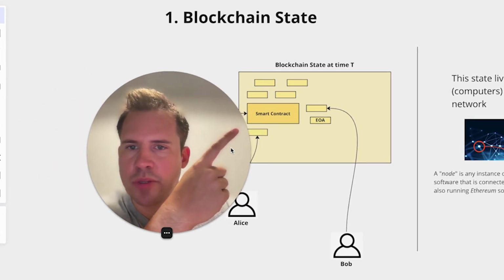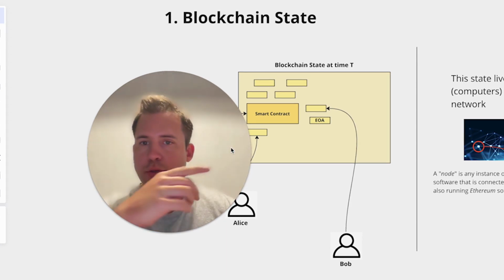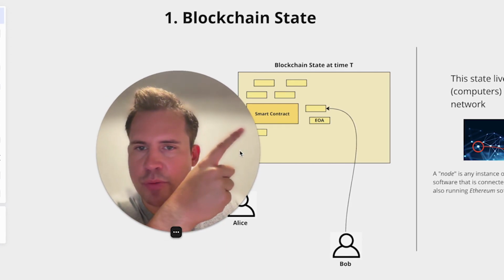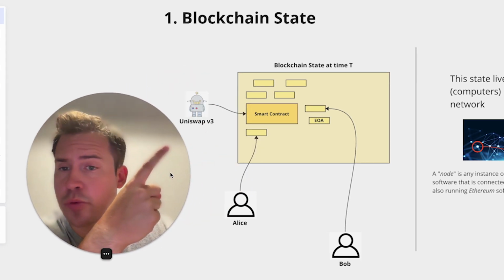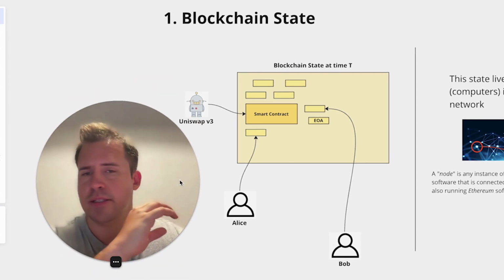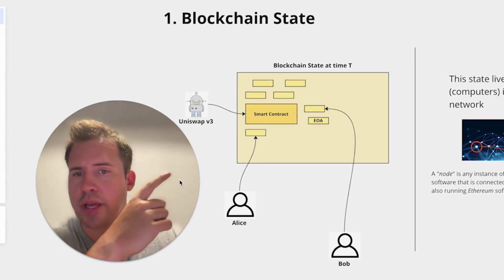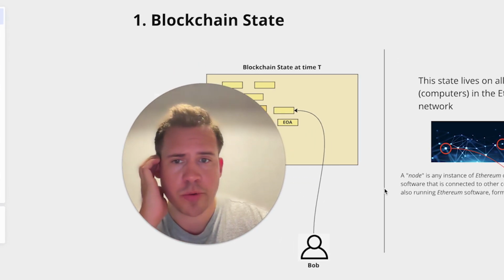I'm going to draw them a little bit bigger because typically, obviously, they have more code and more size to them. I'm also going to show them in a slightly different color. But this is a smart contract. This could be Uniswap v3, for example. I'm going to plot a little robot there, indicating that this is not a human-owned account. These are the two different kinds of accounts you can have in Ethereum. And again, this state is common to everything.